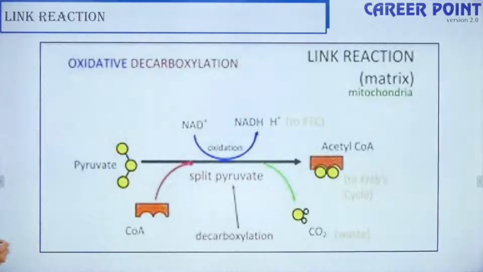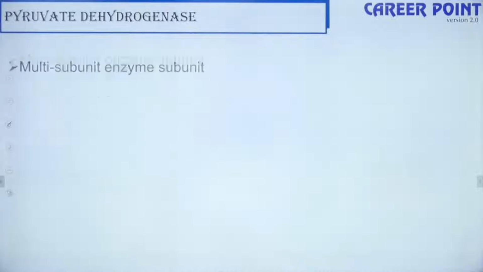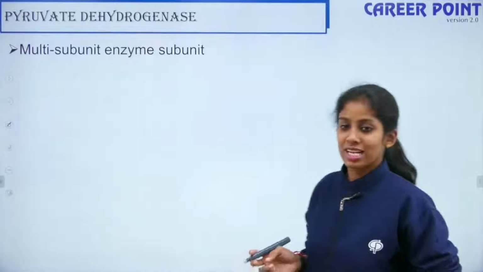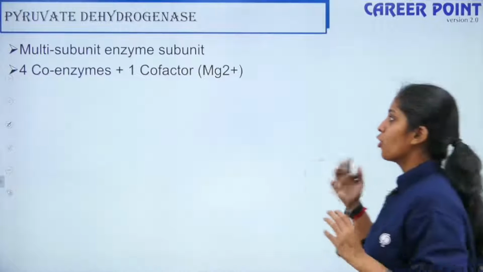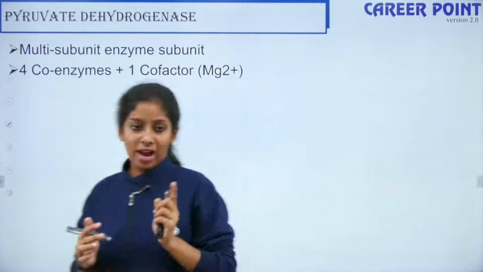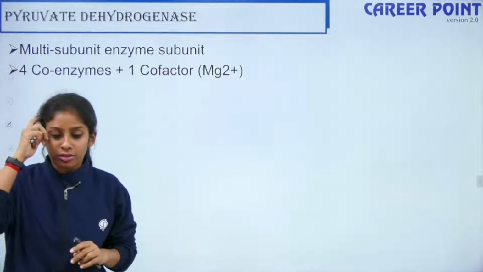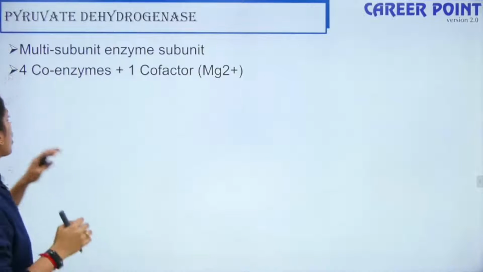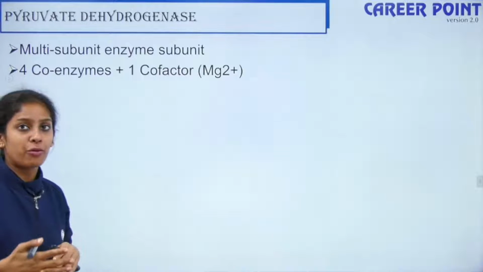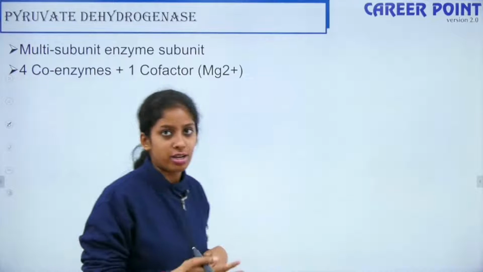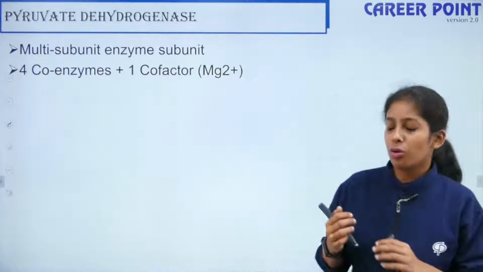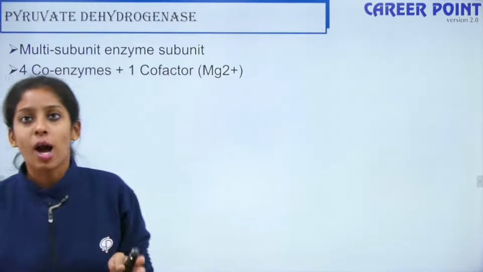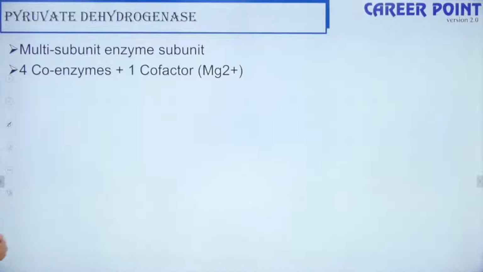Yes. So let's move forward. This pyruvate dehydrogenase enzyme is a multi-subunit enzyme complex. So let's see how. It has 4 coenzymes and it has 1 cofactor. I hope with the revision of biomolecules, you remember what is a cofactor and a coenzyme. Cofactors are the non-protein part of the enzyme. Under that, you have 3 categories: prosthetic group, cofactors and coenzymes.